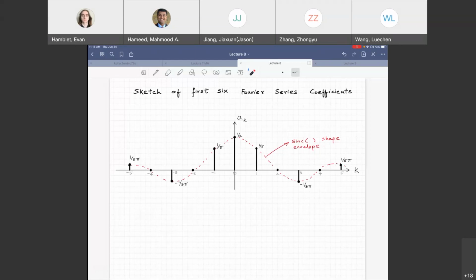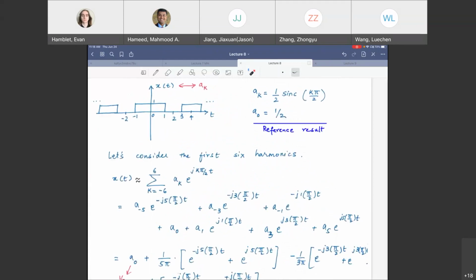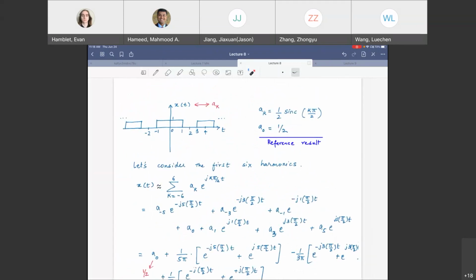And there are many other properties like that. All right. Let's play with this square wave a little bit more.